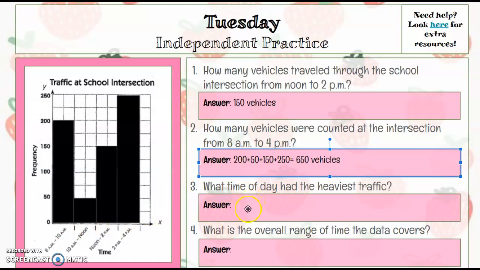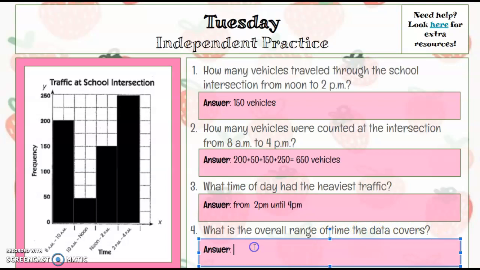What time of day had the heaviest traffic? Well, that means the most, so all I need to do is look at the tallest bar, which is from 2 p.m. until 4. So my answer is from 2 p.m. until 4 p.m.